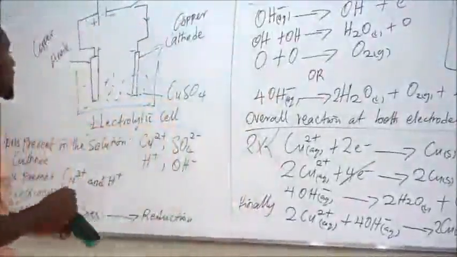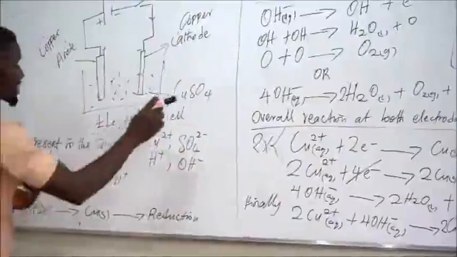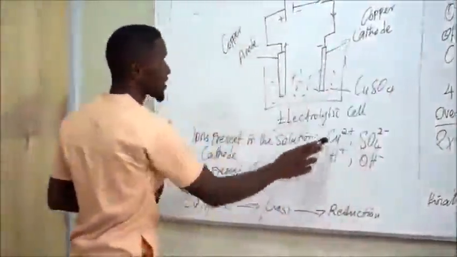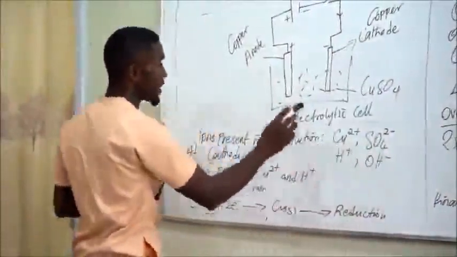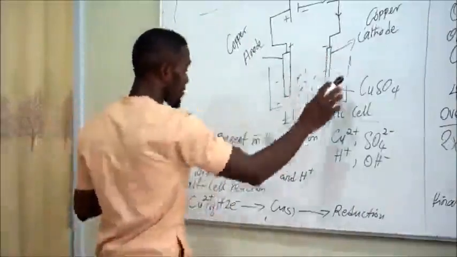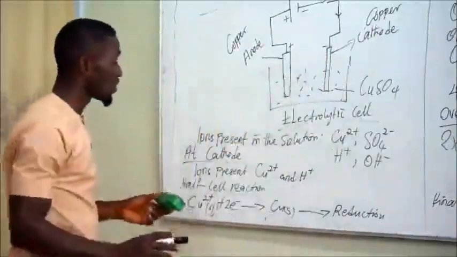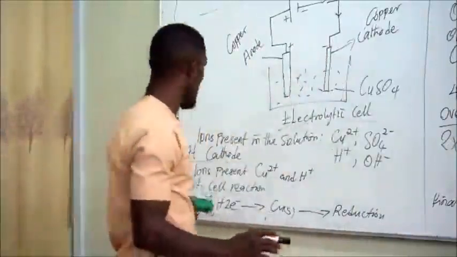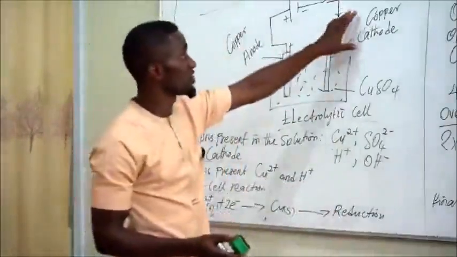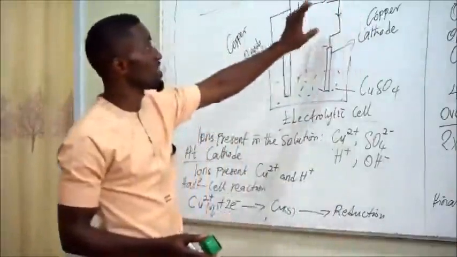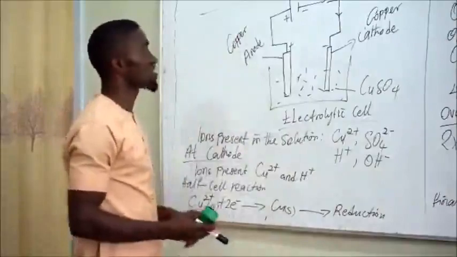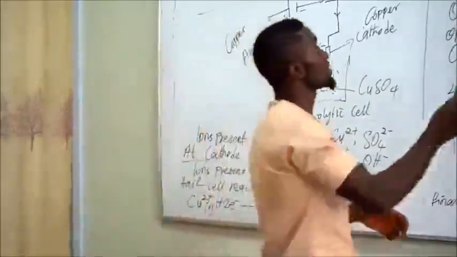Okay, so now what happens is this: we have the ions present, and at the cathode, the copper and the hydrogen ion will migrate to the cathode. Then metallic copper will be deposited. So that is what is going to happen during electrolysis of copper 2 sulfate using copper electrode. But what happens to the anode?